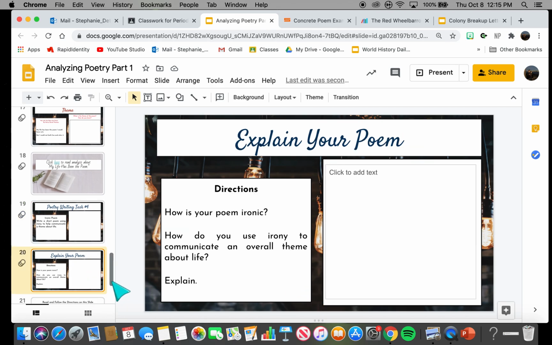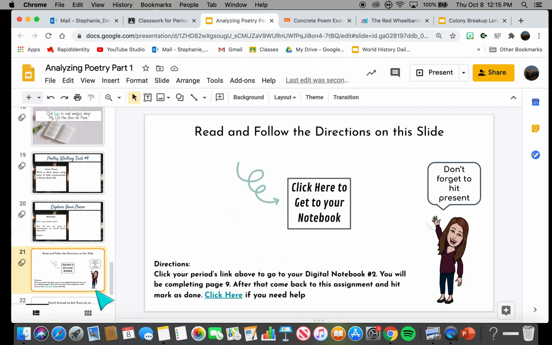And then for this one, directions: explain your poem. You're going to have this after each one of your writing tasks. I know you didn't see it before because I skimmed through it. But it's asking, how is your poem ironic? How did you use irony? Explain. So you'll have that after each of the assignments.